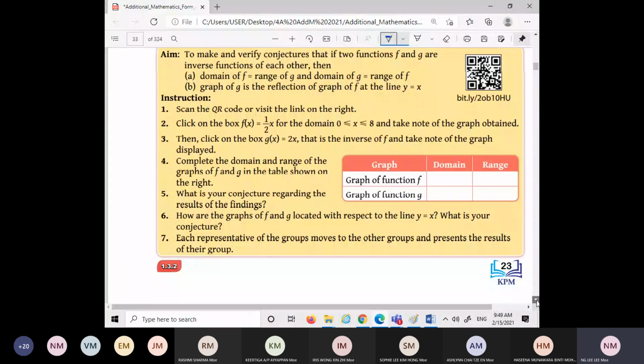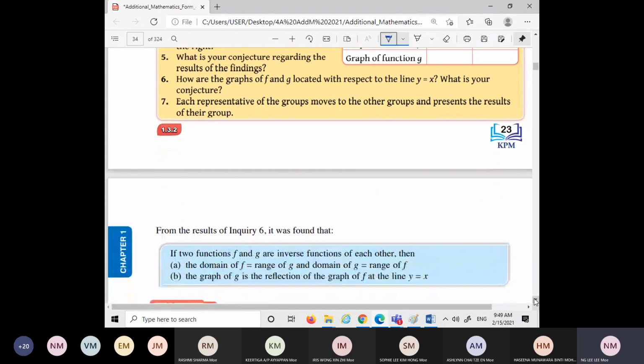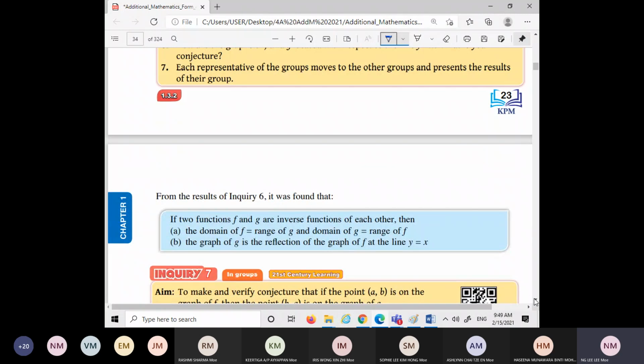This one I have checked already. This one there's a mistake in the drawing, so I don't want to go through with this. Okay, so I'll straight away let you see the third properties. Okay, so this one is the third properties.